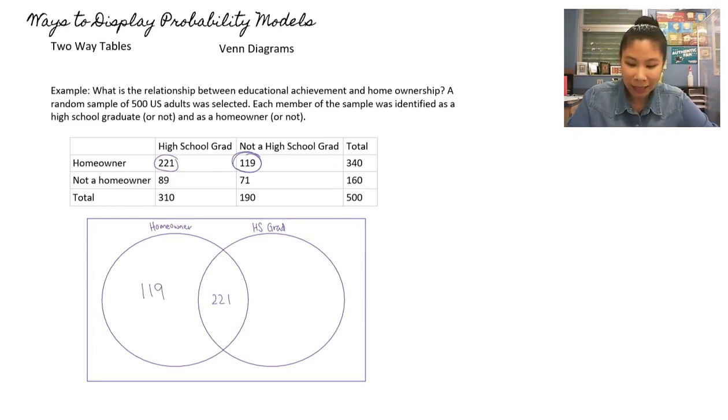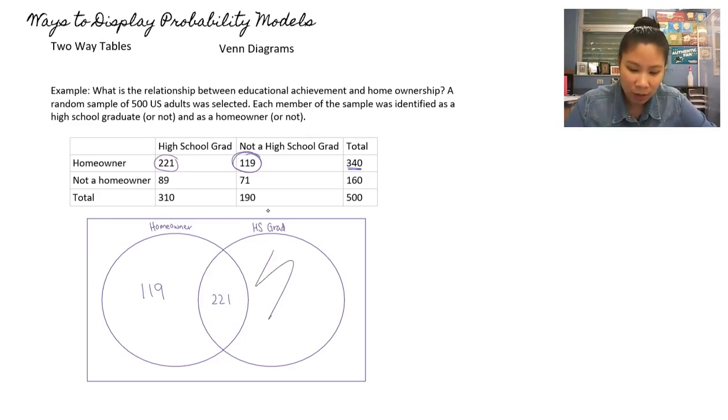Okay, and keep in mind, if you're looking at this entire circle of homeowners, everything in the homeowner circle, these two sets of numbers, the 119 and the 221, should add up to everyone who was a homeowner, whether they are a high school graduate or not. So when you add up 119 with 221, you should get this 340 number, because that was the total number of homeowners. So for the high school graduate side, we should be finding these numbers a similar way.